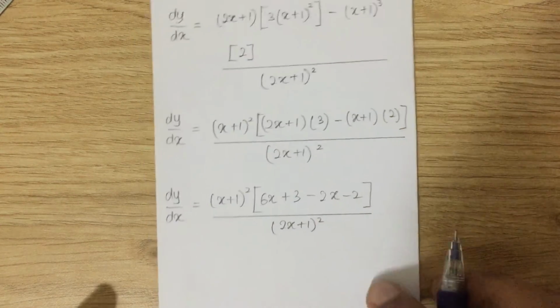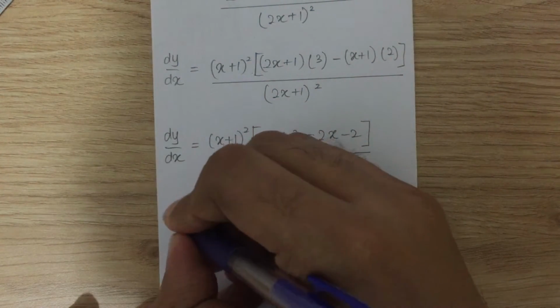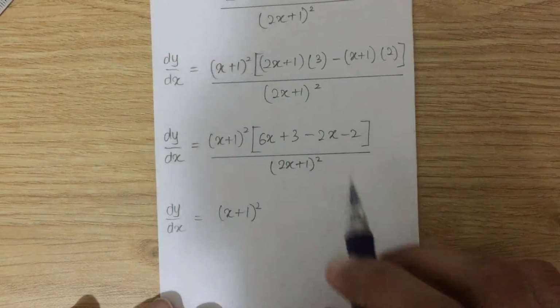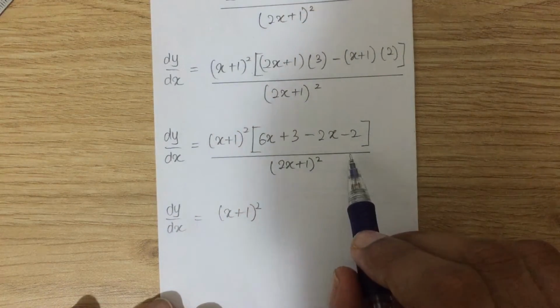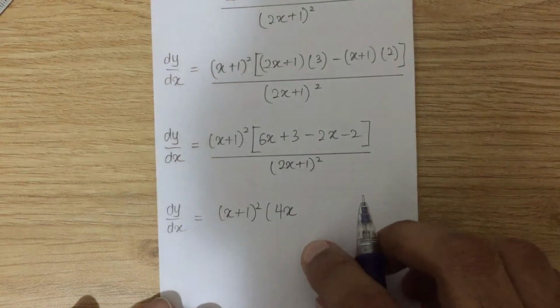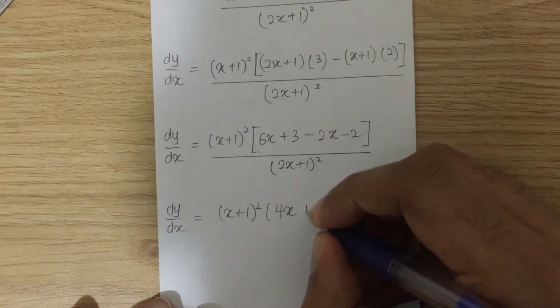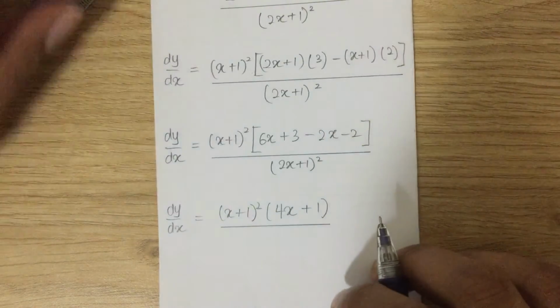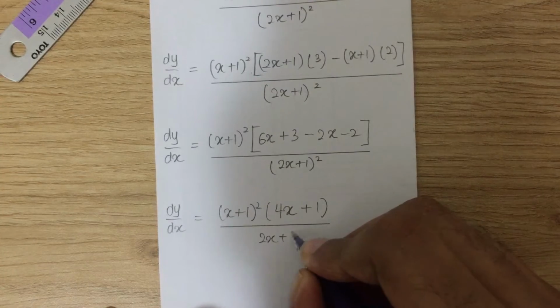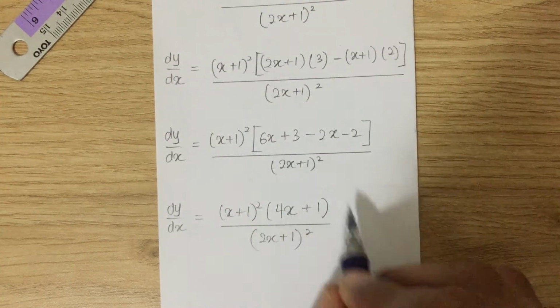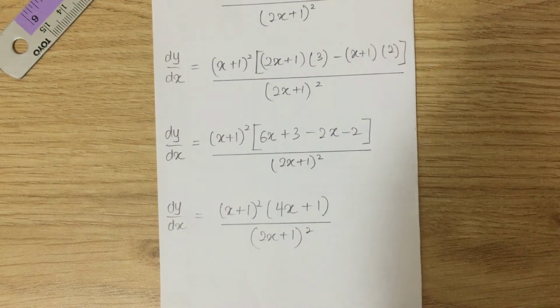So from here let us solve the numerator. So from here, dy over dx will be equals to (x plus 1) square. So from here you solve the square bracket inside, so you get 4x plus 1, divide with (2x plus 1) square. So technically this is your final answer, guys. So you can leave your answer in this way. Let me underline the solution for this question.